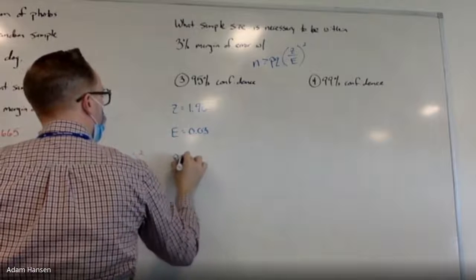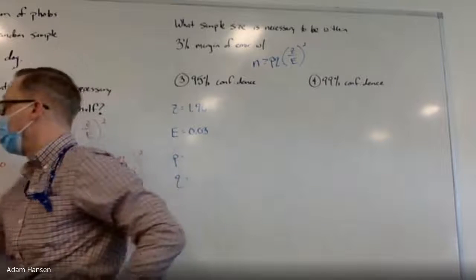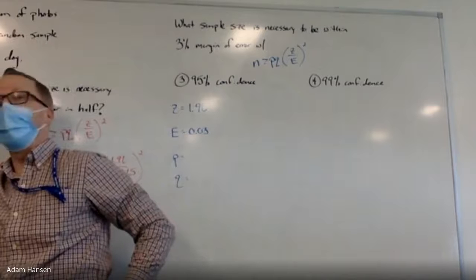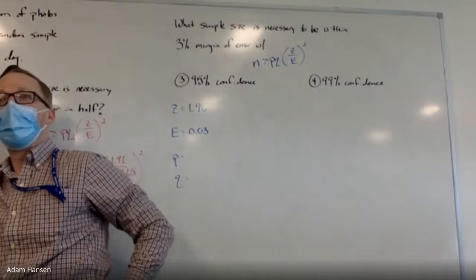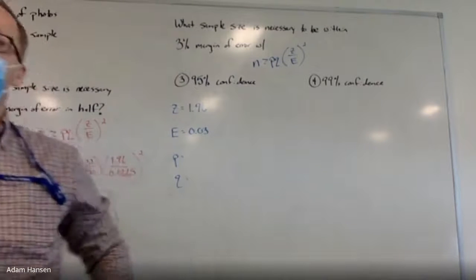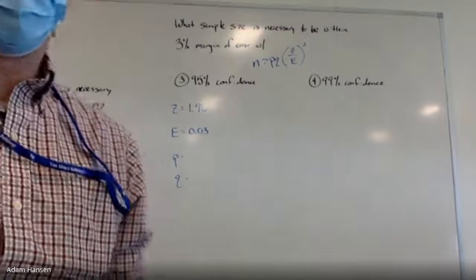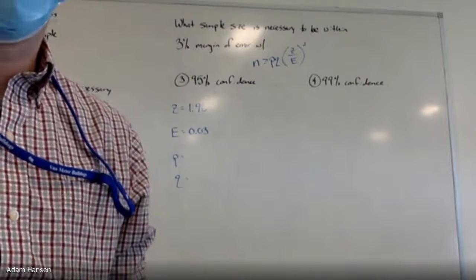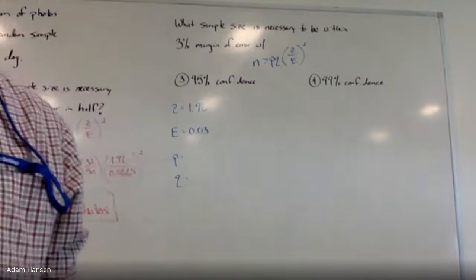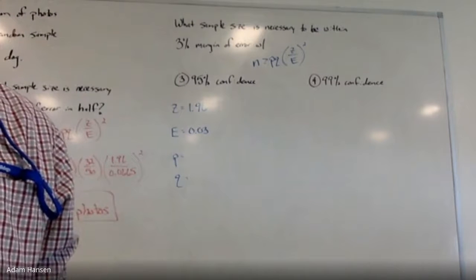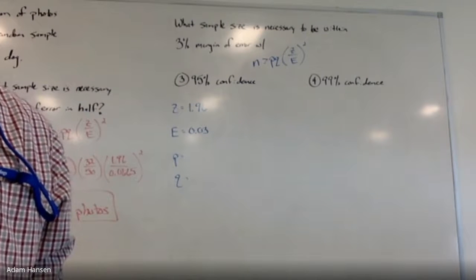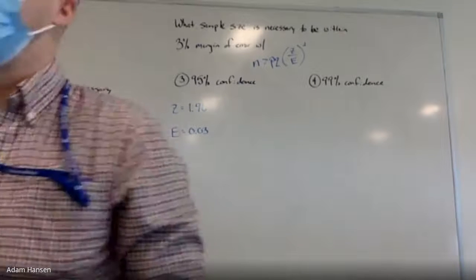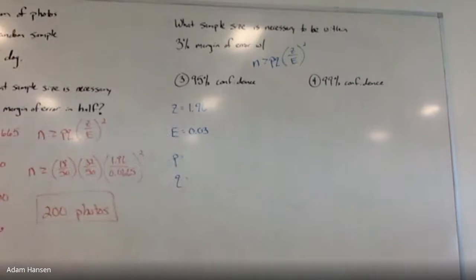What are P and Q? I don't have the P and Q from the sample because I haven't taken a sample yet. Let's assume a worst case scenario, as much error as possible. Going back to my formula sheet, what values of P and Q make the margin of error as big as possible? I want to assume a worst case scenario, as much variability as there could potentially be.